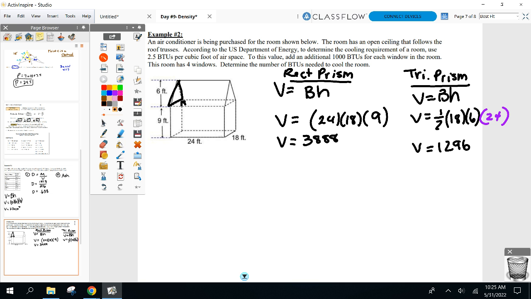All good before we go to BTUs. So the total volume, let's add the two volumes together here. Total, 3,888 plus your 1,296. I have a total volume of 5,184 cubic feet.